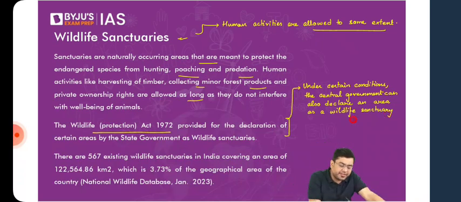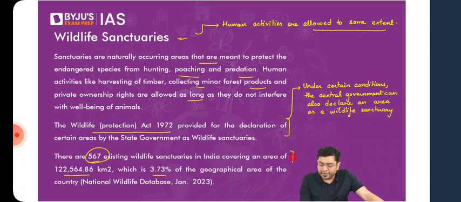Now there are around 567 existing wildlife sanctuaries in India covering more than 1,22,000 square kilometers, which is 3.73% of the geographical area of the country. Now, all those of us who have the ambition to learn all the wildlife sanctuaries, I would just say good luck to all of you. But I would also suggest to you, please don't learn the wildlife sanctuaries. Whenever you take a look at the current affairs, the species which have been in news in the past year, the areas or the wildlife sanctuaries where you can find those specific species, only those need to be looked into, not all of them.